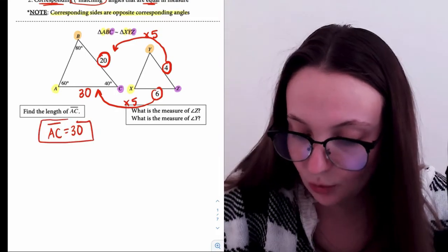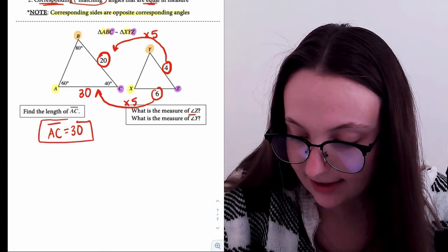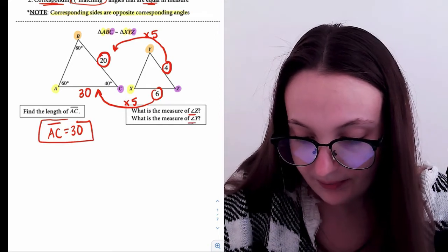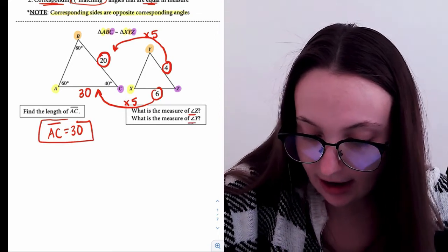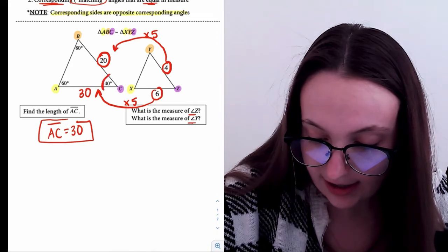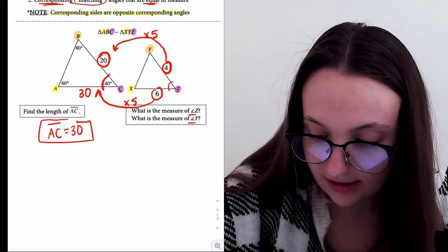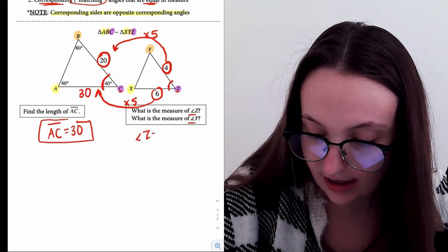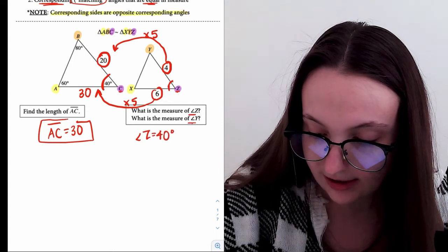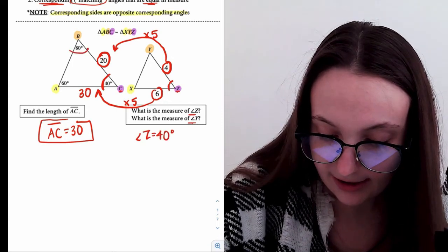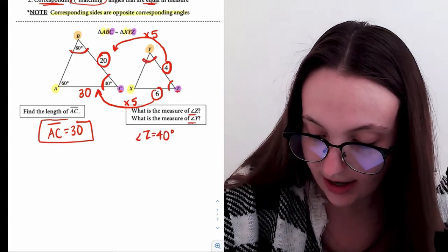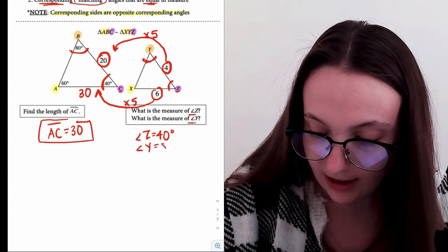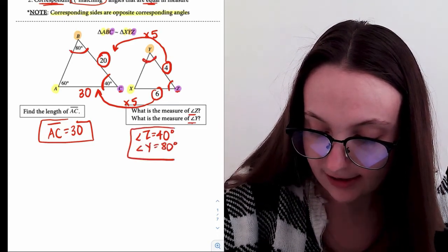And then they ask us, what is the measure of angle Z? What is the measure of angle Y? Angle Z occupies the same position as does angle C. So this angle right here, angle Z, has also got to be 40 degrees. Angle Y occupies the same position as angle B. So angle Y has got to be equal to 80 degrees.